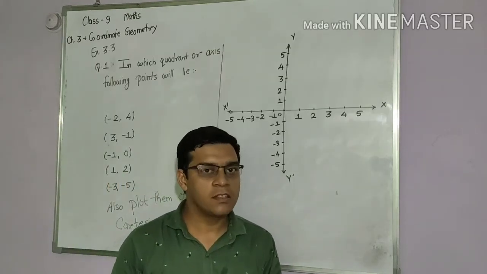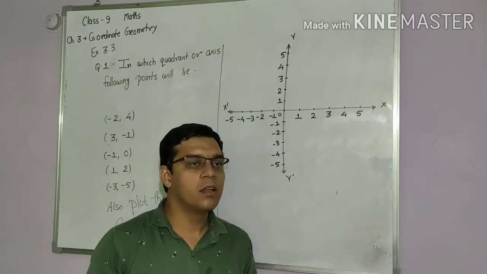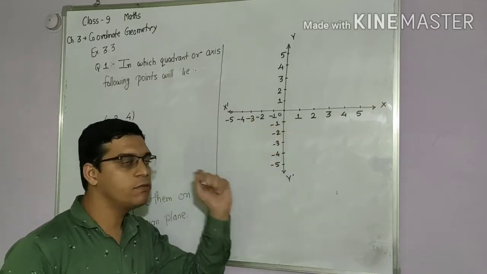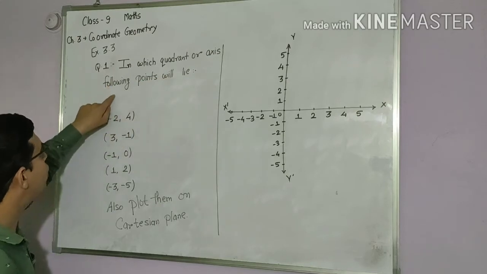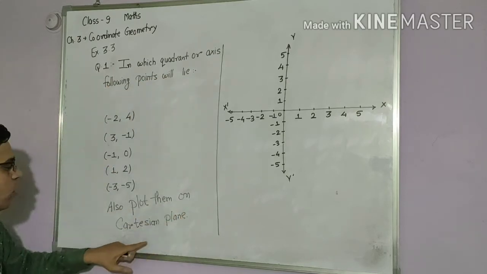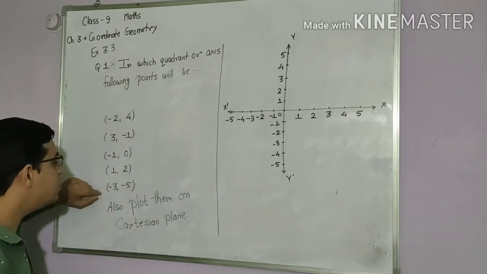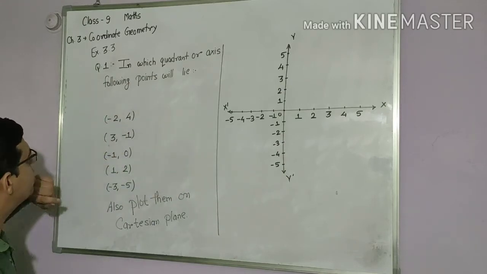Next is exercise 3.3, which is our last exercise of this chapter. Here what we have to do is plot the points on this graph. The question is, in which quadrant or axis will the following points lie? And also plot them on the Cartesian plane. So this is our Cartesian plane. We have to plot these points and also tell in which quadrant these points will be.